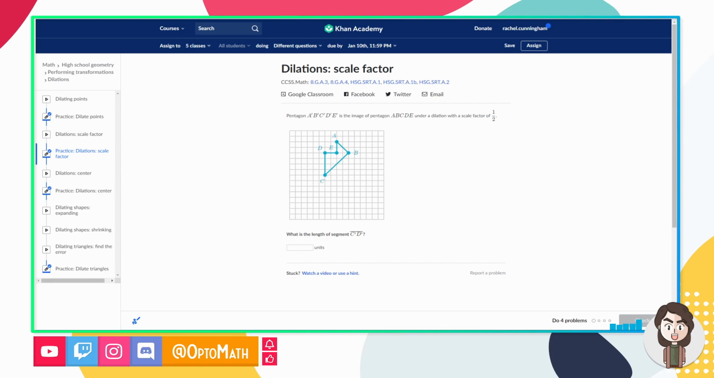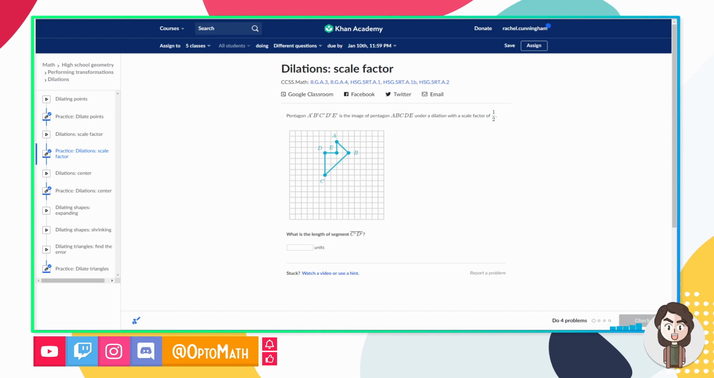Okay, so the first dilations practice we're going to be looking at is dilations scale factor. A scale factor can be either between 0 and 1, making a reduction dilation, or it can be greater than 1, making an enlargement dilation. So let's read and see what we're supposed to be doing here.